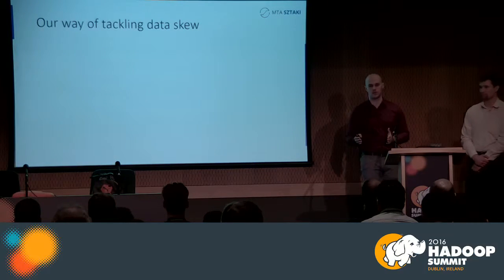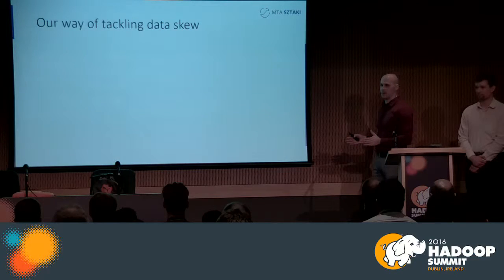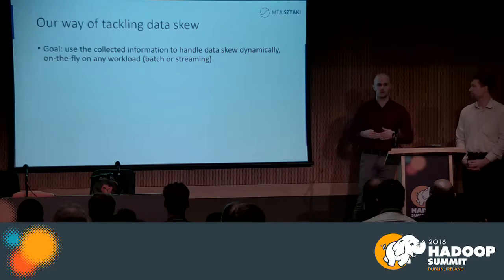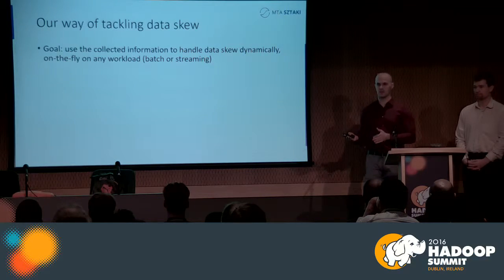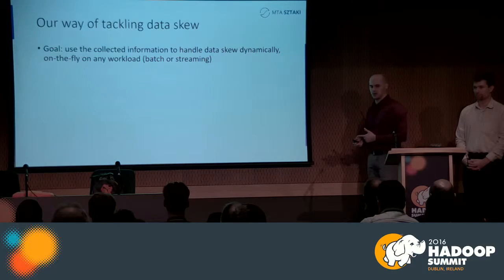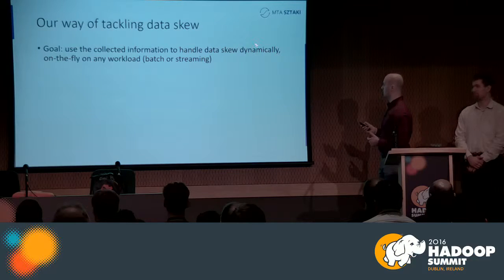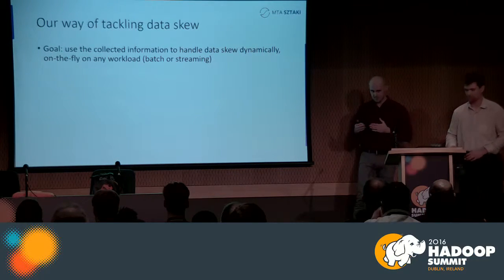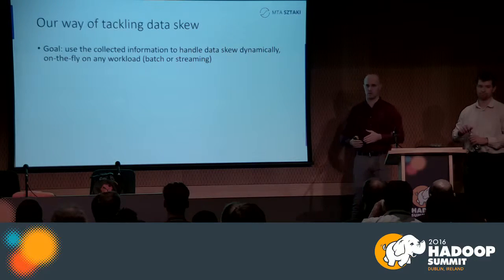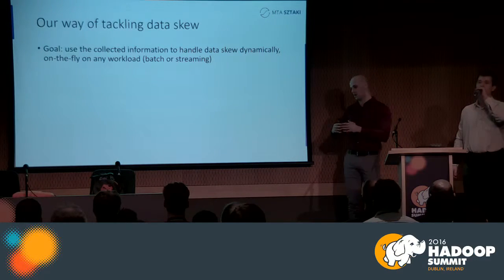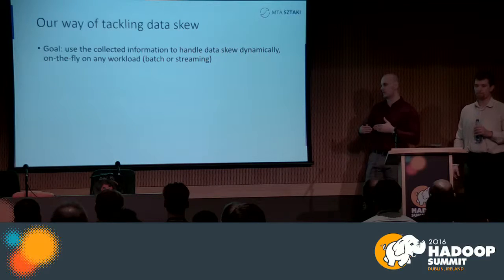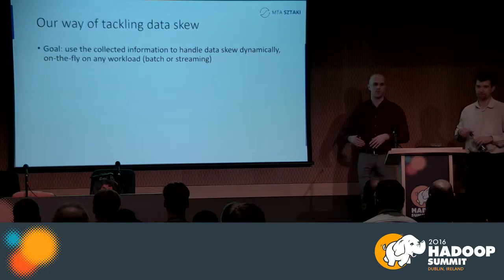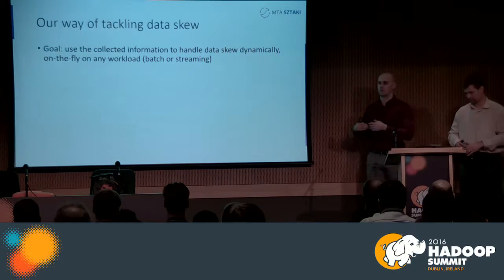Our first priority was to tackle the data skew somehow. And here, our goal is basically to use all the collected information to handle the data skew dynamically and on the fly. By dynamically and on the fly, we mean that we don't want to pre-sample the data. We don't want to have a subset of the data. We don't want to run the job offline and then be smart about it later when we rerun the job.